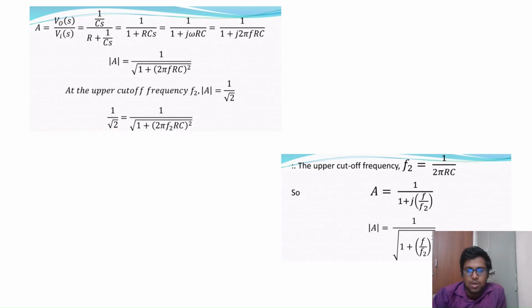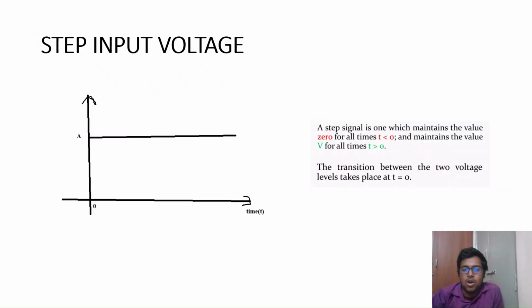So the A value will become 1 divided by 1 plus j into f divided by f2, and from this you can write the magnitude of the gain. So this is the expression for the magnitude of the gain of the low pass filter. Now we will move on to the step input voltage. So this is your step input. Whenever the t value is less than 0, you will not have any magnitude, or in other words the magnitude value is 0.